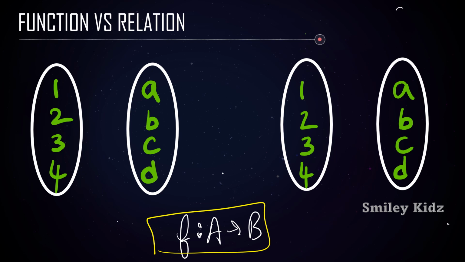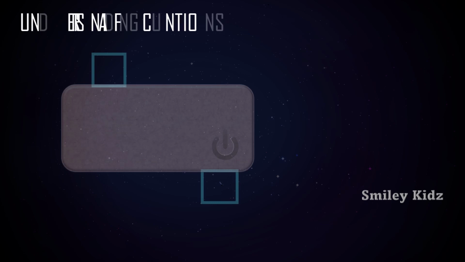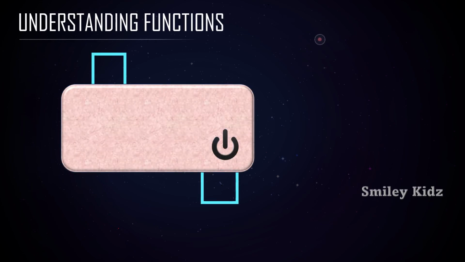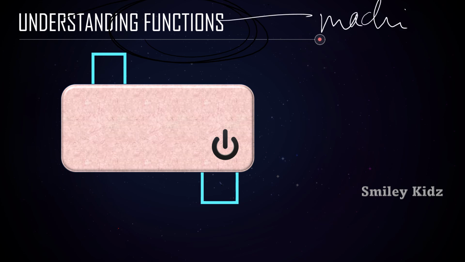And what else did we learn? That set A was called domain and set B was called codomain. That was as simple as that. Well, here let me tell you that this function works like a machine. And I'm sure you must be clear that the thing on the screen is nothing but a machine.